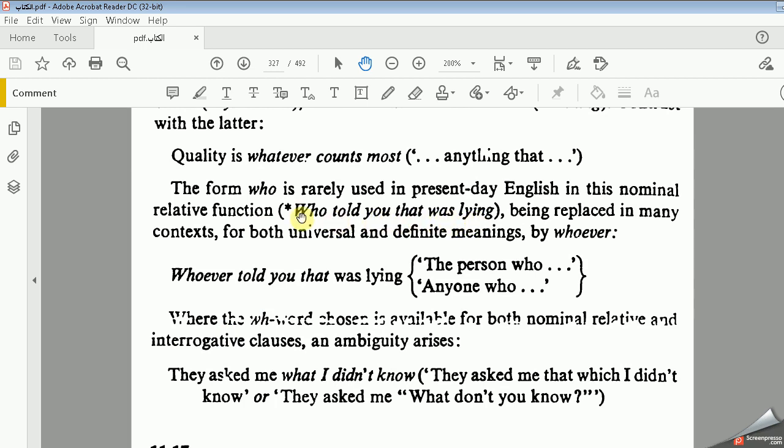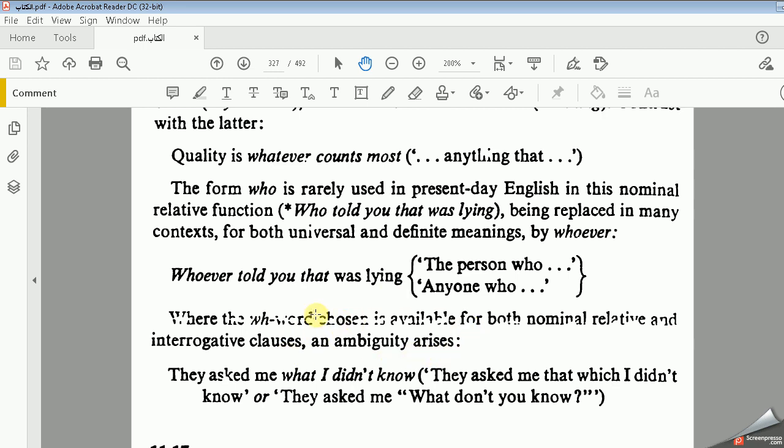"Who told you that was lying" is rarely used because it is so similar to the question form of sentences or clauses. It is being replaced in many contexts, for both universal and definite meanings, by "whoever": "Whoever told you that was lying", meaning the person who, or anyone who. Where the WH word chosen is available for both nominal relative and interrogative clauses, an ambiguity arises.